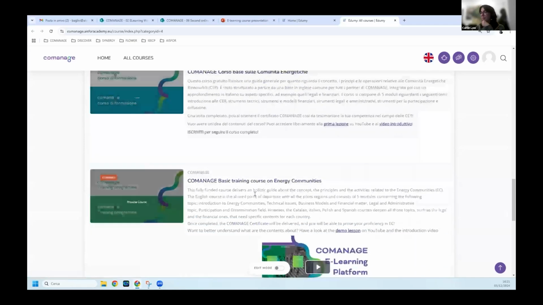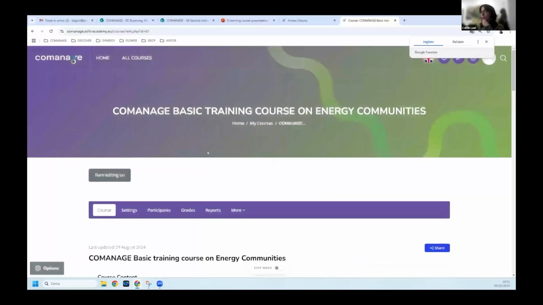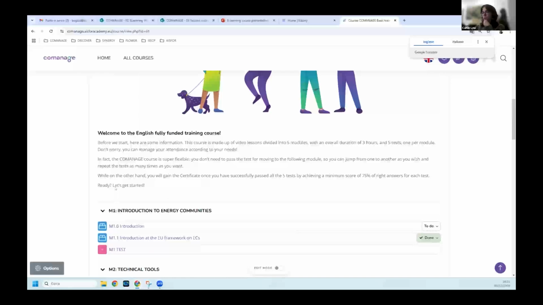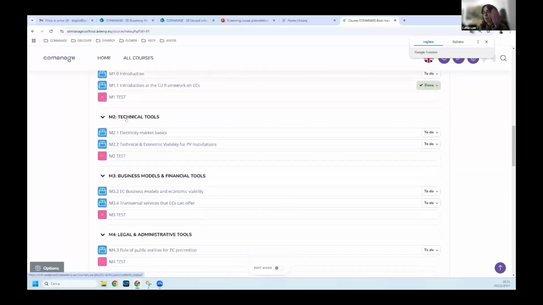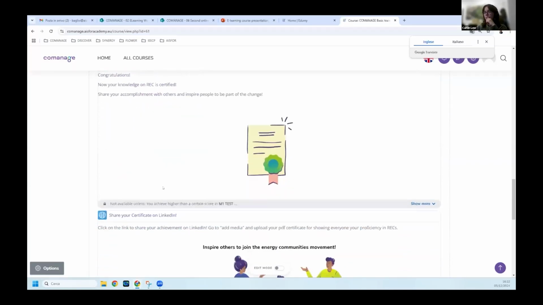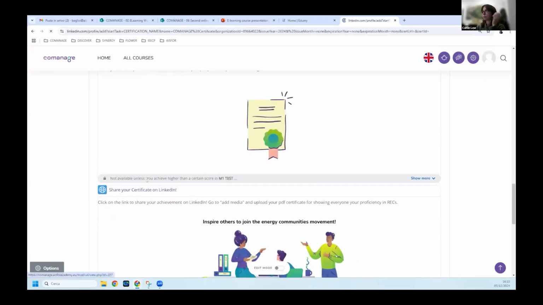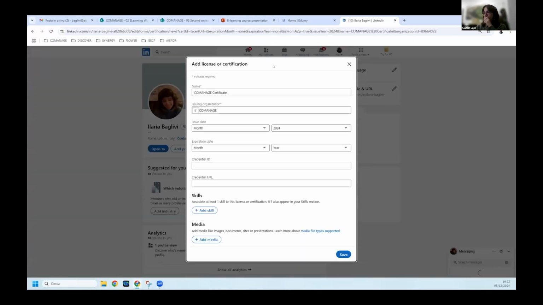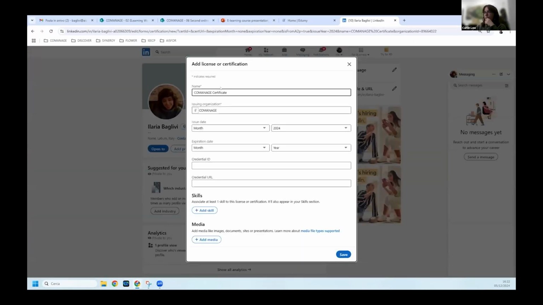Here you will find the English one. You can see the 5 modules, and there are just a few lessons for each module because, as I said before, the main part of the topics are in the specific contents, the specific courses. And here you have the COMANAGE certificate and the link to share it. So if I click here, I'll go directly to the LinkedIn page. Thank you.